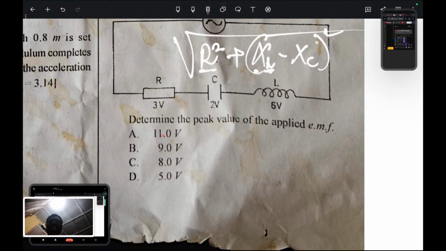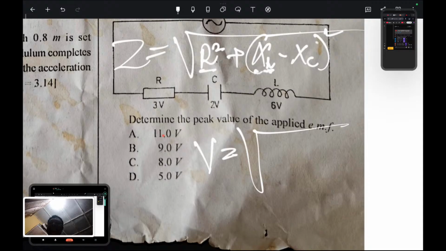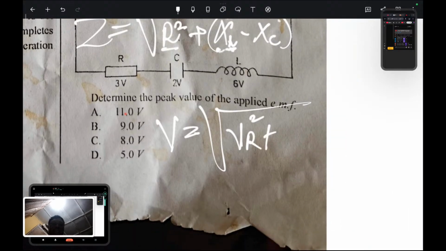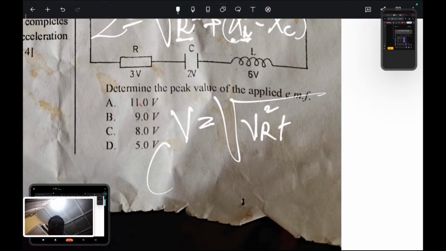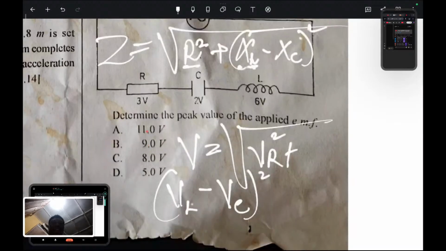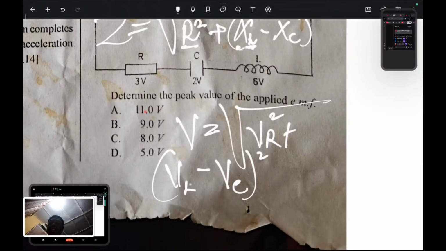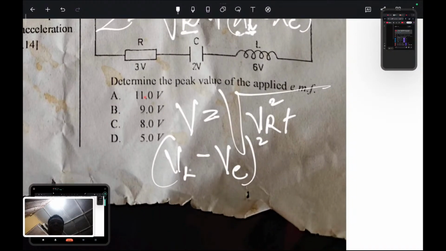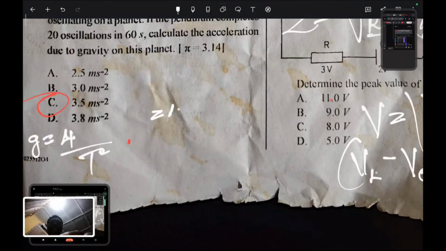This is our total voltage. We have the voltage of R squared, plus what? Voltage of L minus voltage of C, squared. Can you see it? If you know this one, you see that this one is a walkover. Are you with me? So this is the formula you're going to use in substituting in order to solve your problem. Is that clear?